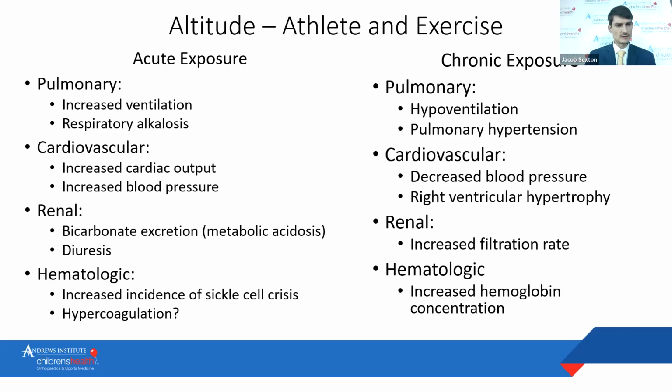Now, as opposed to acute exposures, with chronic exposures you actually get kind of the opposite effects. At that point you get hypoventilation, as you're not going to need that respiratory alkalosis as you once needed. Instead, you're going to develop a pulmonary hypertension, so you're going to have a little bit higher blood pressure in the right side of the heart, which subsequently results in right ventricular hypertrophy. But most importantly, from chronic exposures, and the reason athletes train at altitude, is you have an increased hemoglobin concentration, which subsequently improves total oxygen carrying capacity, which will then result in improved oxygen and aerobic performance.